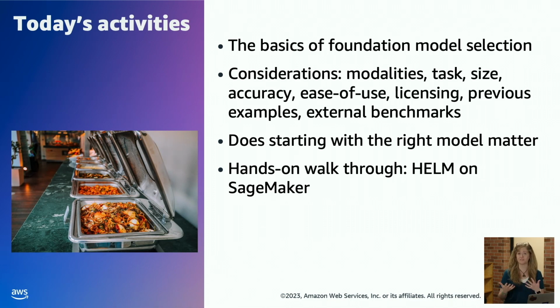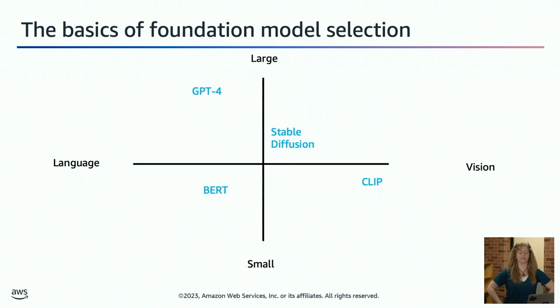And so in any case, some of the considerations for you: different modalities across language and vision, different downstream tasks that you're interested in, the size of those foundation models, which then impacts the accuracy of those, how easy it is to use a foundation model, licensing, previous examples, external benchmarks, etc. We'll have this edgy question: does it even matter to start with the right model? Because arguably, you just do everything in the prompting or you do everything in the fine-tuning, so TBD. So the basics of foundation model selection.